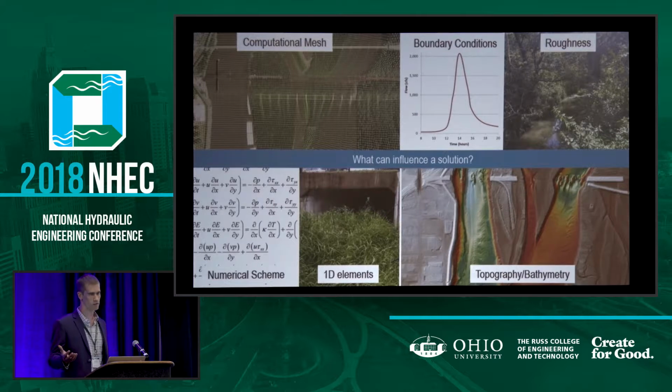So, what can influence the solution? A lot of people are doing 2D modeling now. These are the things we're looking at: the mesh, topography, bathymetry, your roughness, boundary conditions, all the way at the fundamental level, at the numerical scheme, and any 1D elements you incorporate.